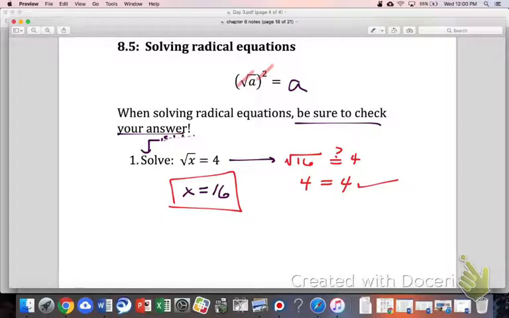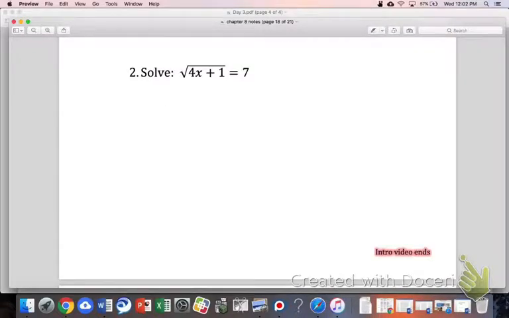Let's go ahead and take a look at one more. Okay, so you can see this one is a little bit more complicated, but at its core, it's very similar. It says solve, so again, we're going to be working to isolate x. And as you look at this, currently the x is buried inside of the radical here.